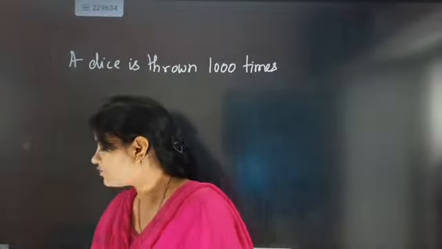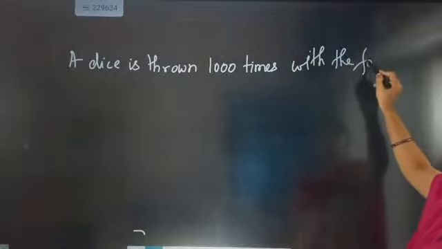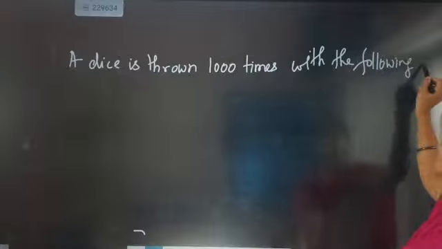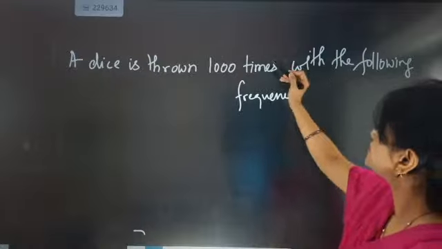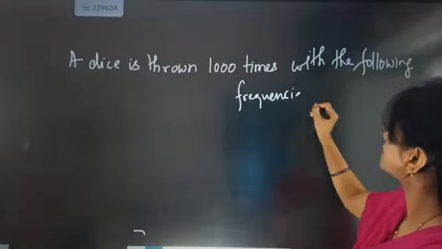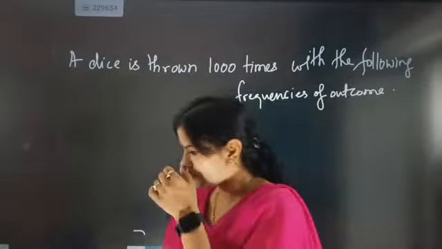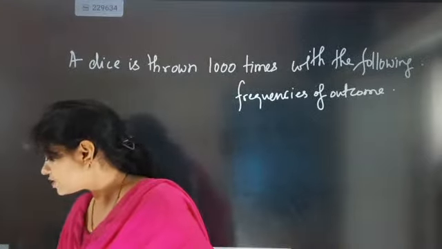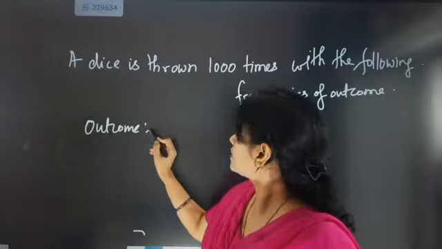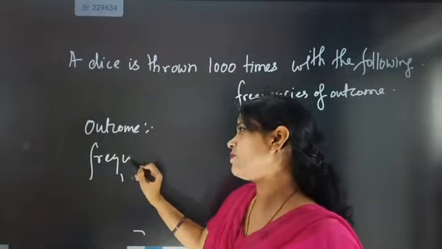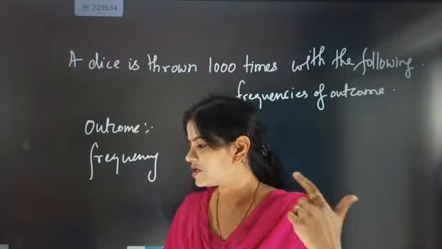With the following frequencies of outcome. Now what are the following frequencies of outcome? Outcome and its frequency. Frequency here means the number of times a particular number is coming.